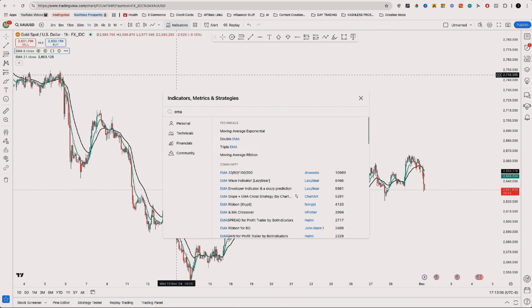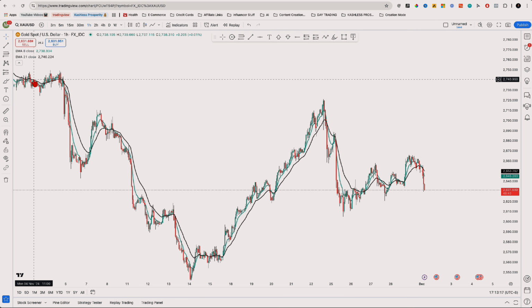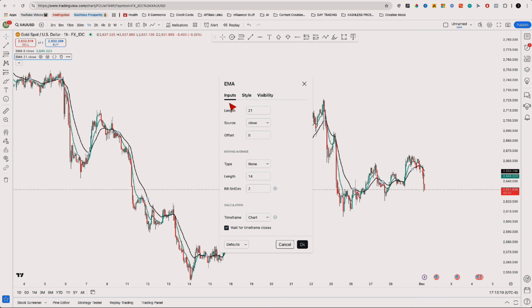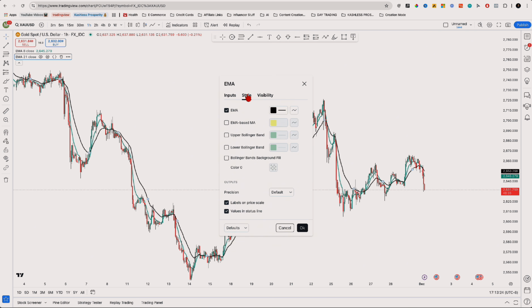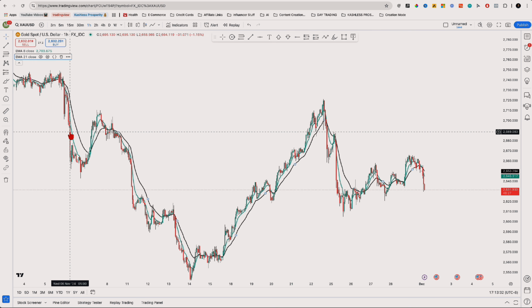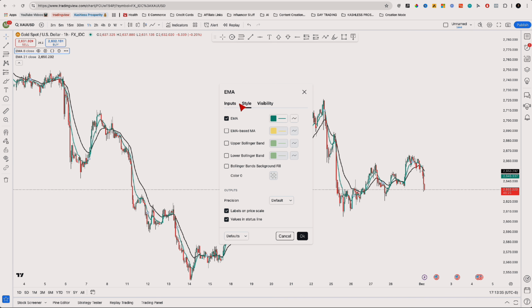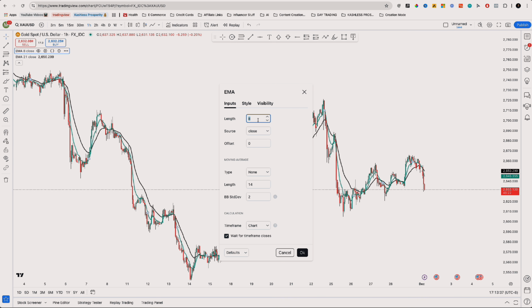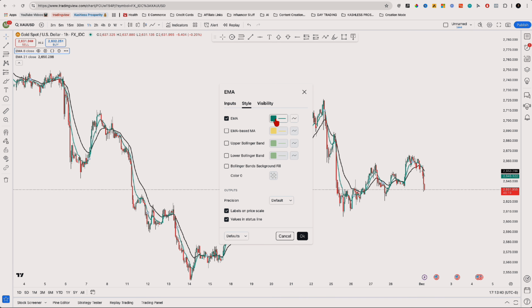If you're not used to EMAs, go ahead and hit indicator, type in EMA, and then you're going to see moving average exponential. Once you have that highlighted, go ahead and click on it, and then you're going to see a line plot on your chart. The first one, you want to reset this to 21, and then you can go ahead and style it if you want. I like to have my lines a little bit thicker so I can see it better, and then I hit OK. Same thing with the 8. You go to inputs, correct that to 8, and if you want to style it to a different color, you can do that as well, and then hit OK.